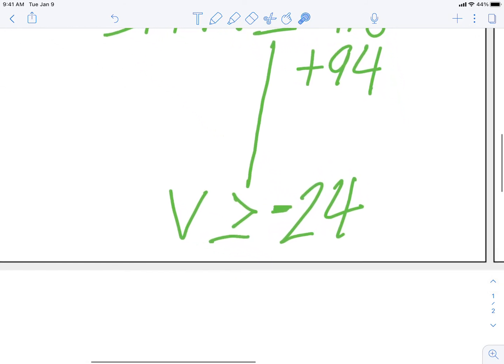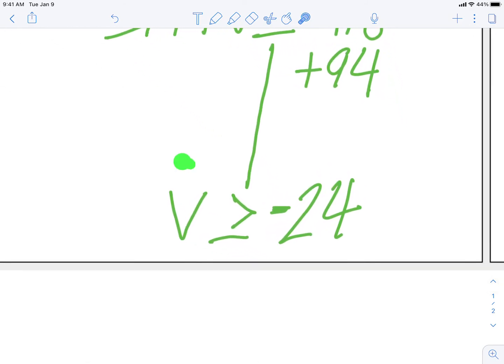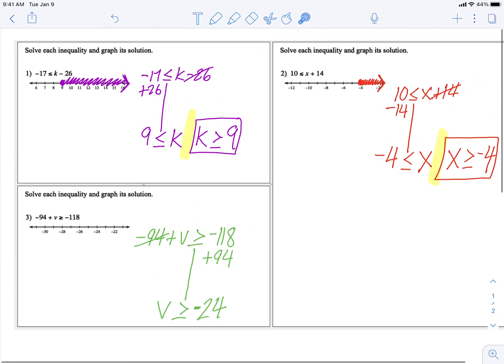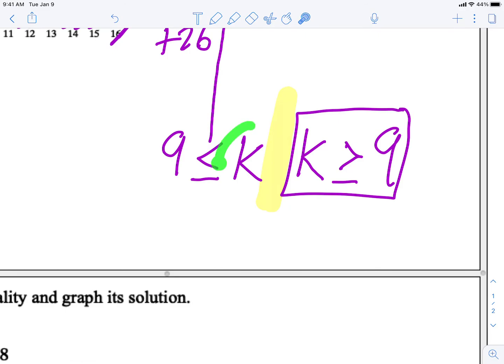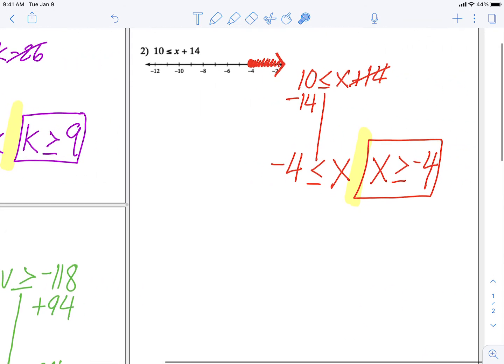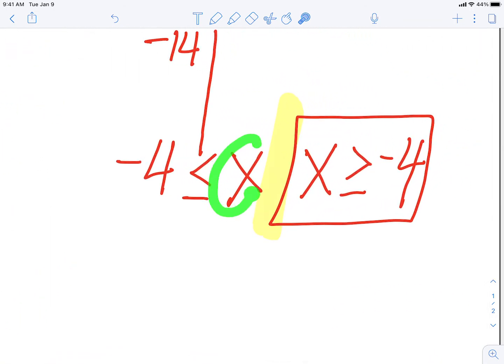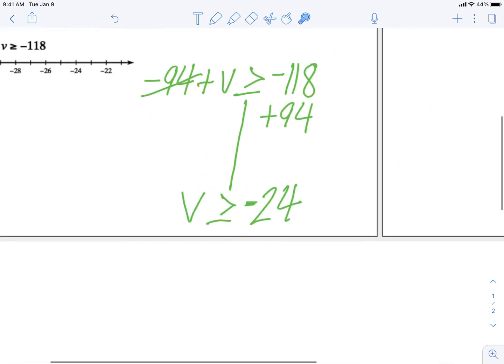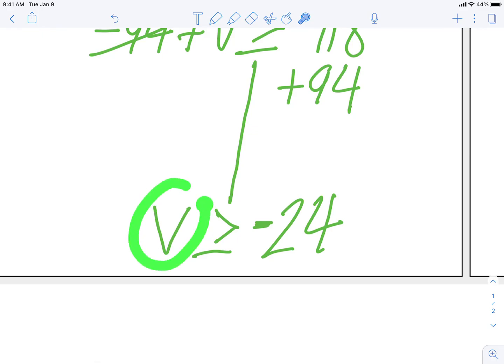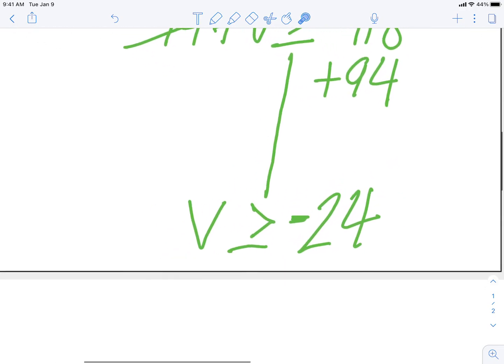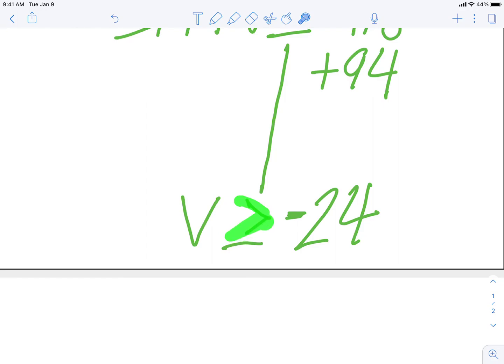So here I'm lucky because look, V is already on the left, right? And on the other ones, look, X is on the right. So I had to use a mirror. On number 2, X was originally on the right. So I had to use a mirror. On number 3, look, V is already on the left. So there's no need for a mirror. No mirrors.